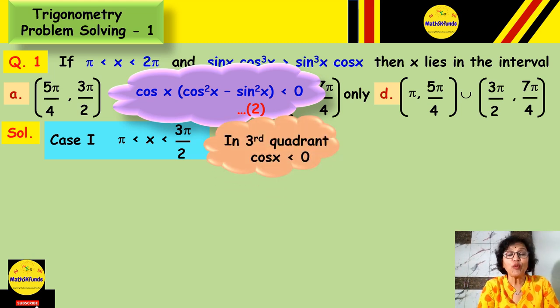And see now what happens. In the third quadrant, cos x is negative. Now, since cos x is negative here, and the entire product is negative, I can write something about now cos square x minus sin square x. And what is that?